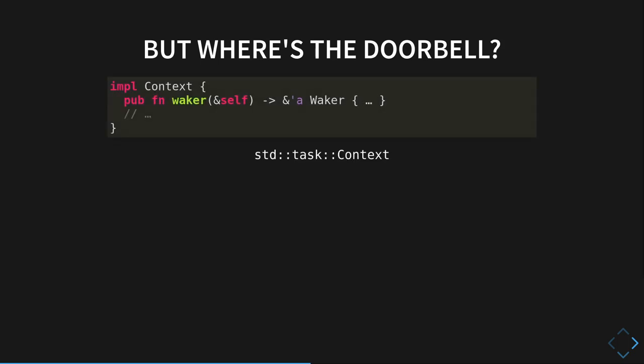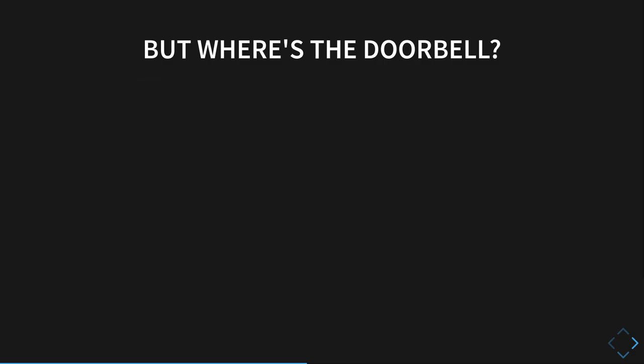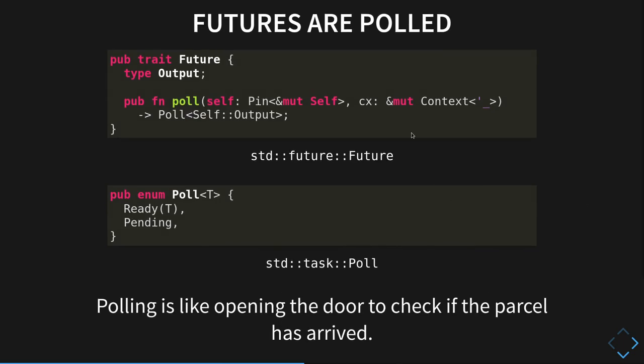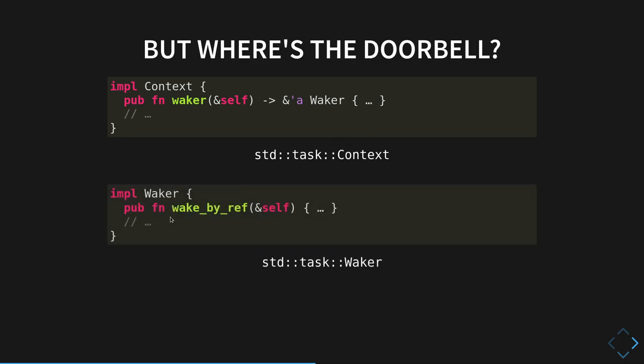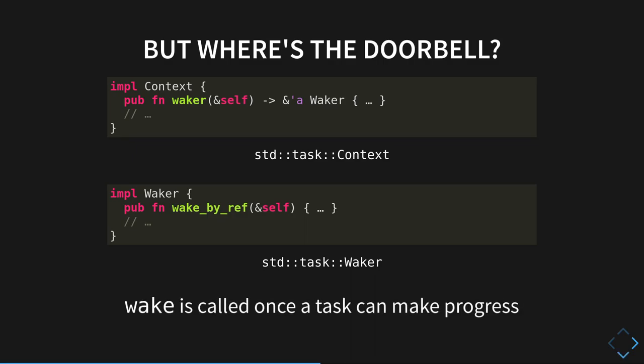If you take a closer look at the context parameter of the poll method of the future, you may notice the context over here. And one method that the context has is the waker method. And looking at that, there is a wake by ref method that takes no additional parameter. So this is where the notification happens. That's your callback, essentially. And wake is called once a task can make progress.